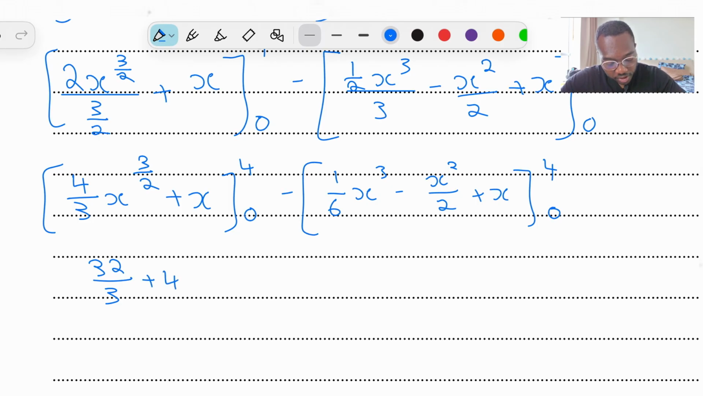And then if we were to do 0, well, we would just get 0, okay? Because all of them would just be 0. So that's the first bracket done. And that's minus the second bracket.